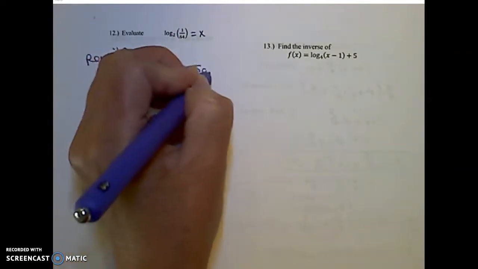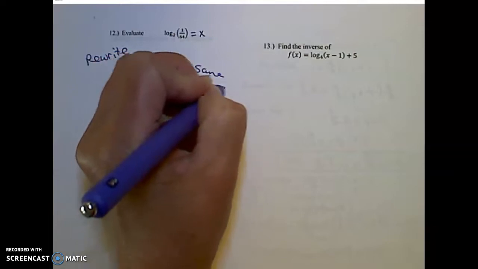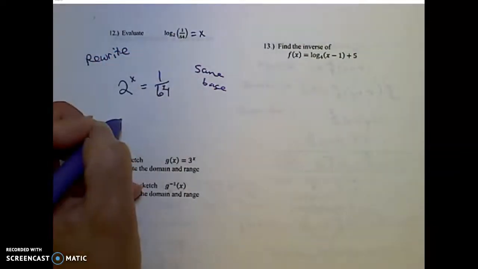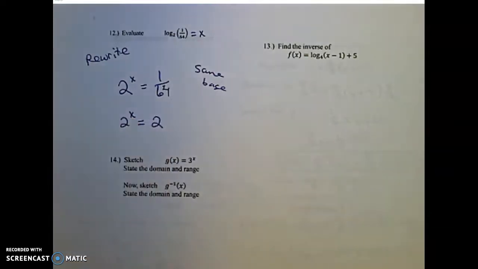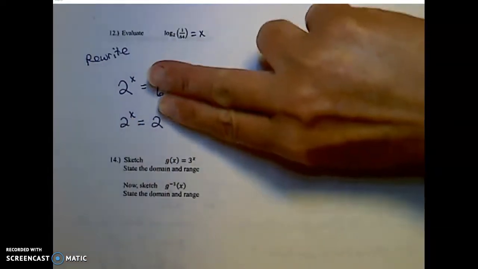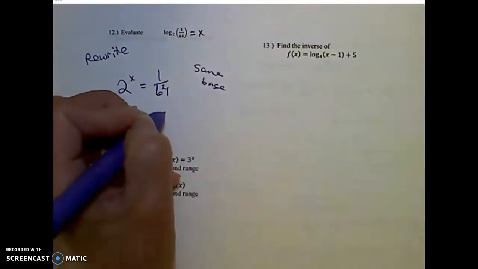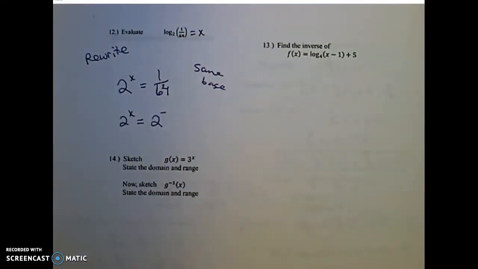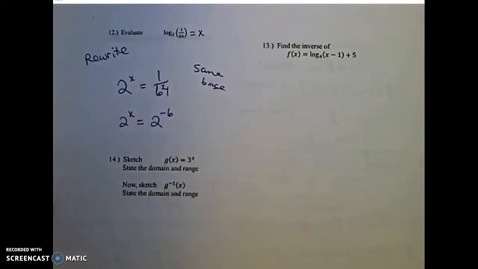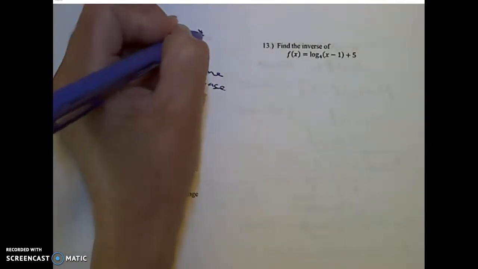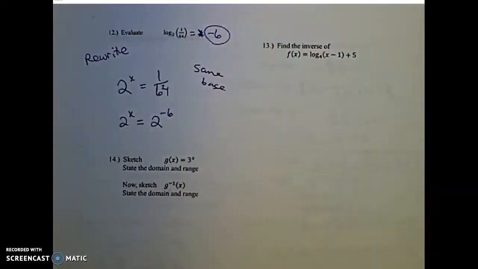And now I'm going to rewrite these with the same base to see what x is equal to. Left-hand side stays 2 to the x, right-hand side becomes 2 to some power. To bring that 64 up must be a negative exponent, and 2 to what power is 64? That's a negative 6. So this thing must equal negative 6. It's the value of that logarithm.